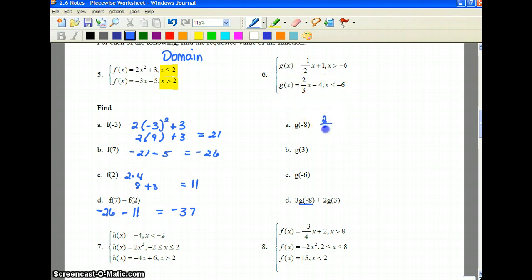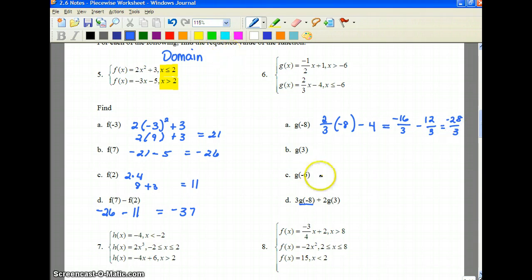So 2/3 times -8 minus 4. Now 3 doesn't go into 8, so you might want to grab your calculator. I don't have a calculator, so I'll do it by hand. That's -16/3 minus 12/3, so it's -28/3.